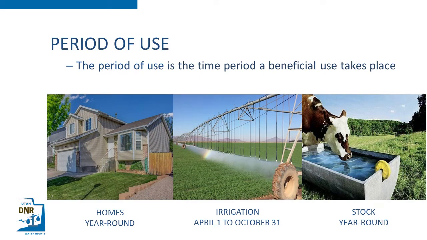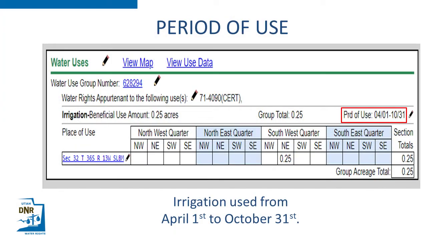The water use group will also define the period of use, or the time interval during which water can be used. The period of use for a water right will vary based on the use as well as the location. Some uses, such as domestic and stock watering, may be year-round. Irrigation seasons may vary based on location, changing the period of use. Here, the period of use is highlighted. A typical irrigation period of use is April to October, as shown in this example.